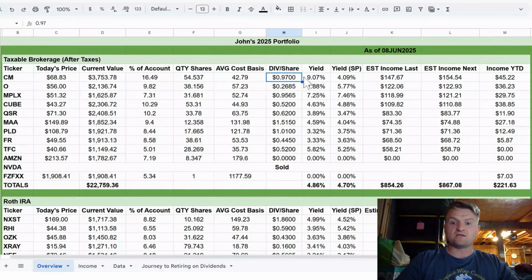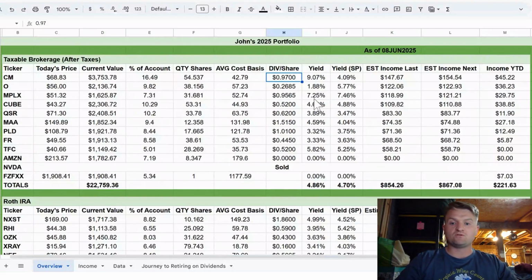So what that does is you multiply this number by 4 to get your annual yield and divide that by your average cost basis to get your actual yield. If I was to get this yield here, I'd take the 97 cents multiplied by 4 and divide by today's price to get the current yield of the company. So that's how I got that.